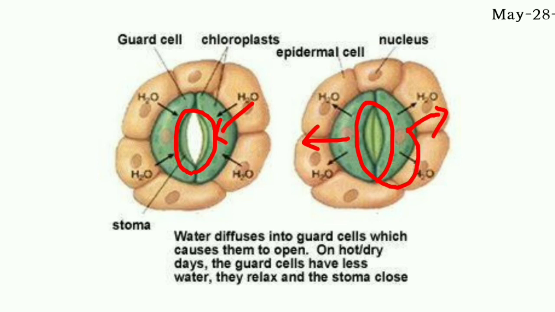Here the water diffuses into the guard cells, which causes them to open, and on hot or dry days the guard cells have less water, they relax and the stoma closes. So in this way the stomata functions for the exchange of gases, where the guard cells help with opening and closing and allowing the gas exchange.